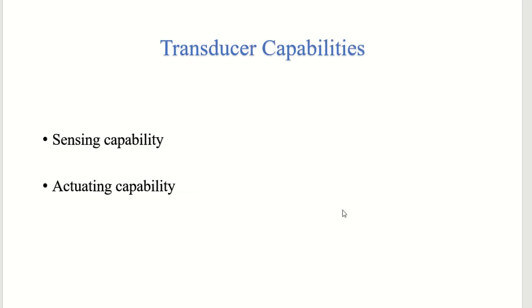First comes the transducer capability, which includes sensing capability and the actuating capability. So this transducer capability basically interacts with the physical world and serves as the bridge between digital and physical environments. And it provides the ability for computing devices to interact directly with physical entities of interest. So every IoT device can have at least one transducer capability. And what are these two different types of transducer capabilities? The first one is the sensing capability.